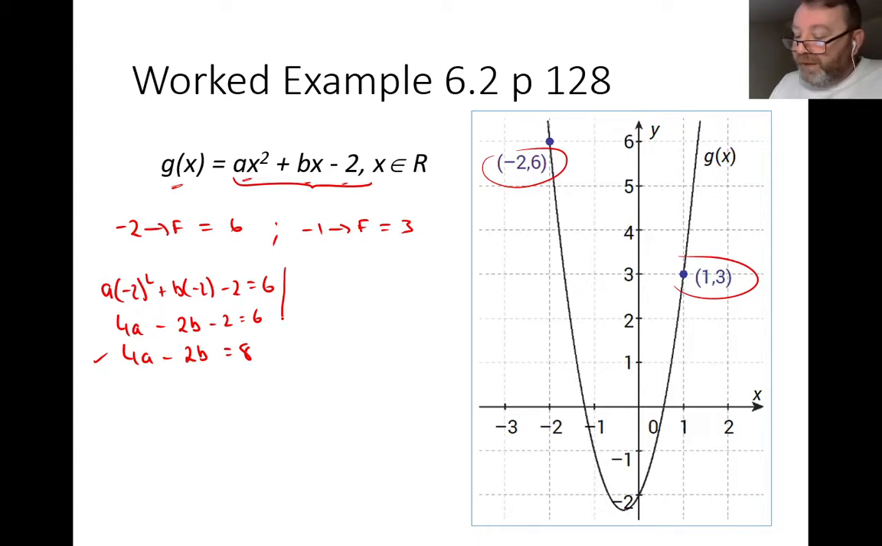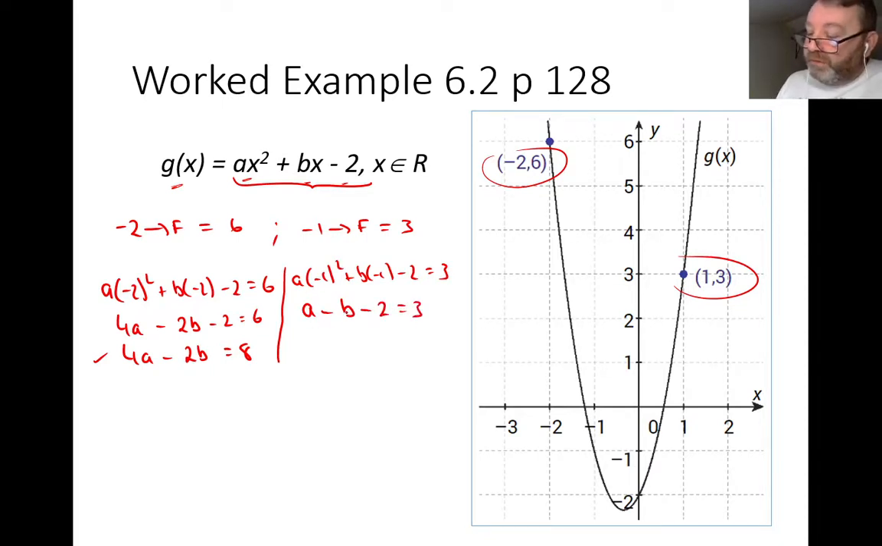Now let's do the same thing with minus 1. Let's put minus 1 into the function where x is. We get a times minus 1 squared plus b times minus 1 minus 2 comes out as 3. So in other words, when I put minus 1 into both of these positions here and take away 2, the answer will be 3. That gives me a. Minus 1 squared is 1. 1 times a is a. Minus b. And again, minus 2 is equal to 3.